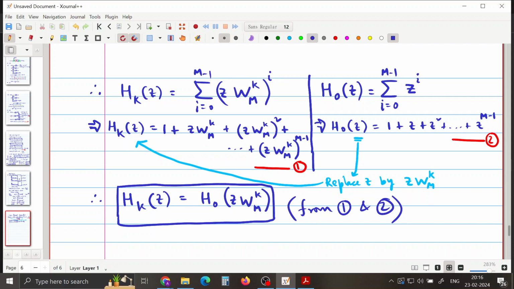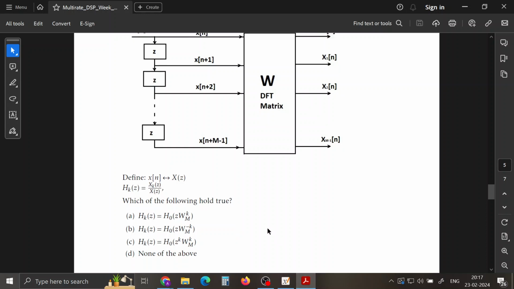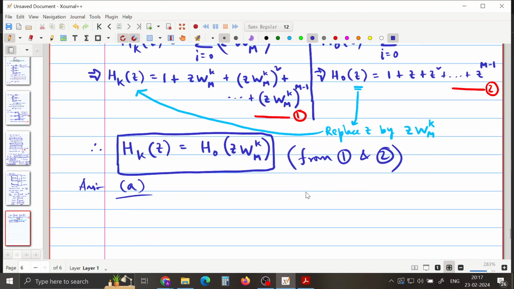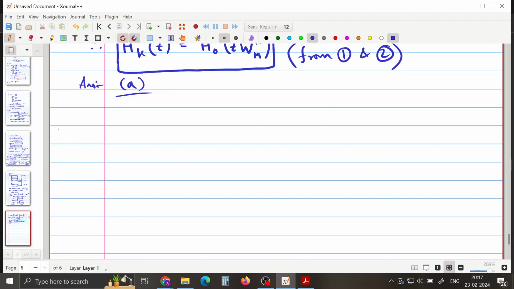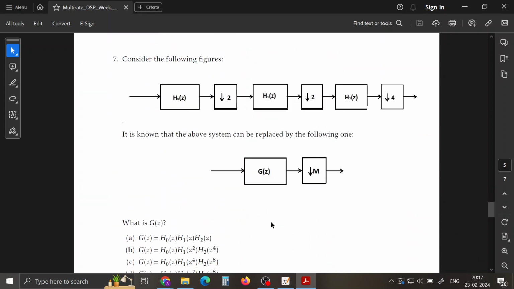If you check the options, option A is the right answer. Yes, it is matching. Option A is the right answer. Okay, we're done with the sixth one. Now let's go to the seventh one. Just read the question.